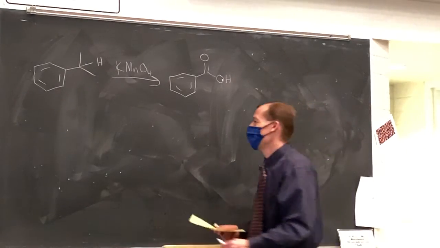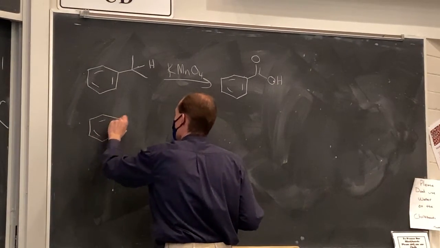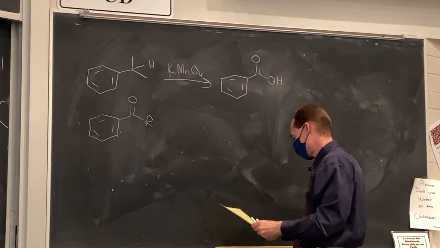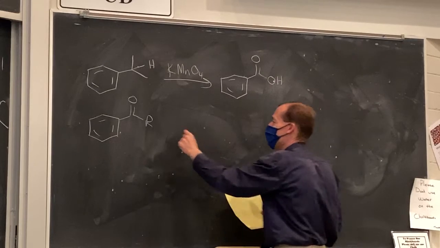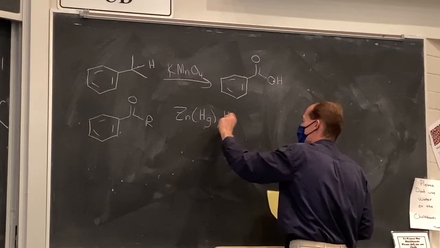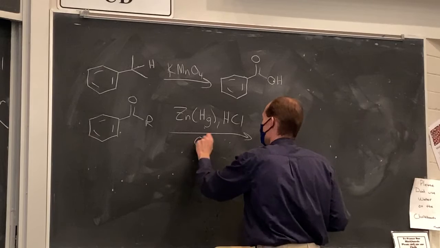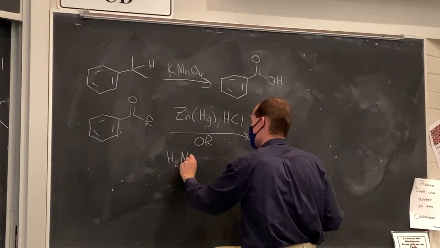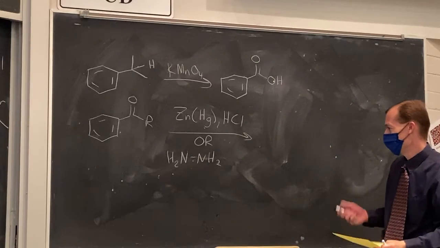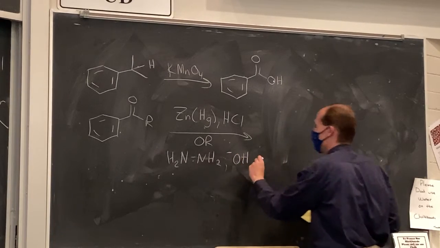Okay, let's look at reductions now. We can reduce acylated benzenes or ketones. And there are two ways that we can do this reduction. One will use a zinc mercury amalgam with HCl. The other one will use hydrazine, which is like 2 units of ammonia stuck together, right? N2H4, in the presence of hydroxide, a strong base, okay?